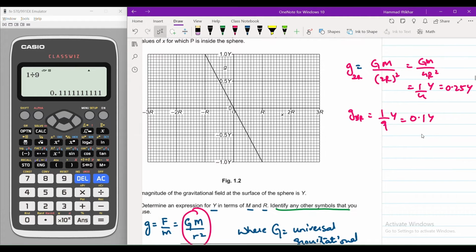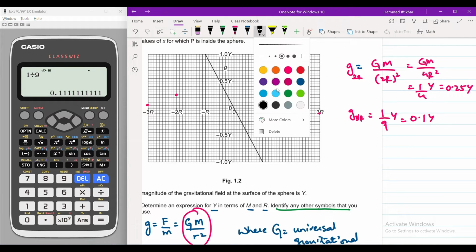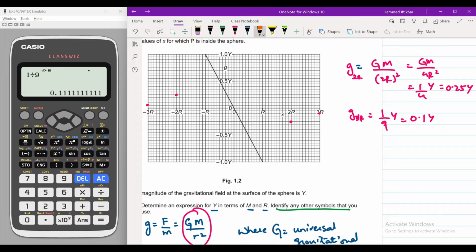So let's see, and on both sides. So 0.25 at 2R, so this is 0.25, and 0.1 would be somewhere over here, and right over here also. So 0.25 somewhere over here, and 0.1 over here. So we will draw a smooth curve for this. Let's go for this, and so this is it.